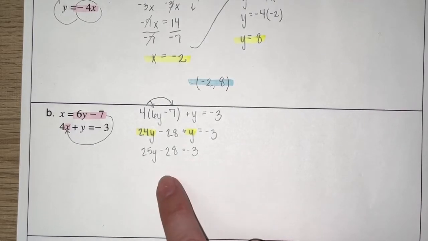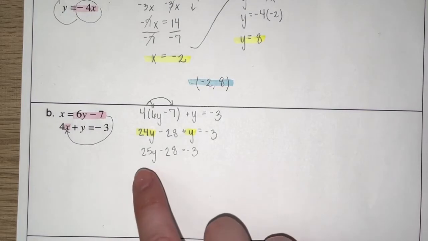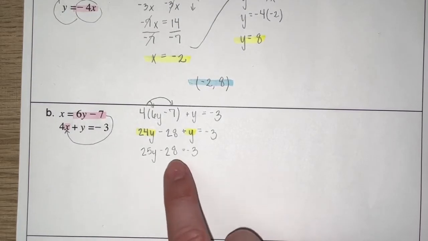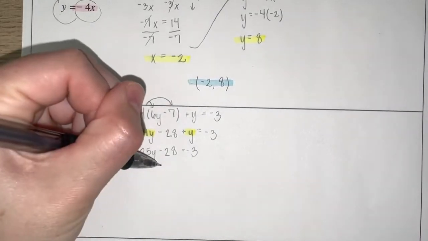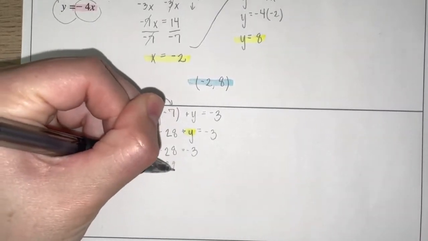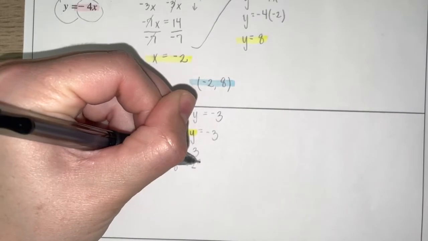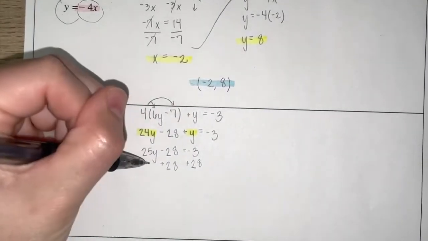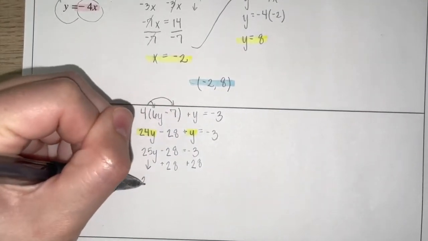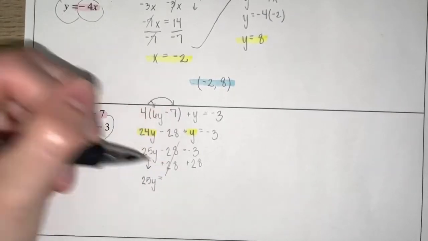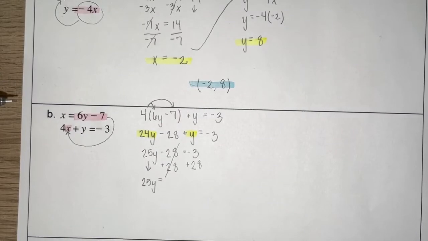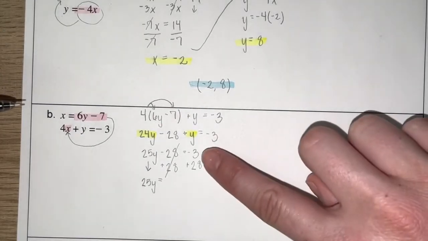I want to solve for y, so my goal is to isolate it and move everything away from it. I have a 25 being multiplied by y, and I have a 28 subtracted from it. So I'm going to undo the subtraction first. I'm going to add 28 to both sides. So I can bring down the 25y. -28 plus 28 cancels out, and then -3 plus 28. These have different signs.